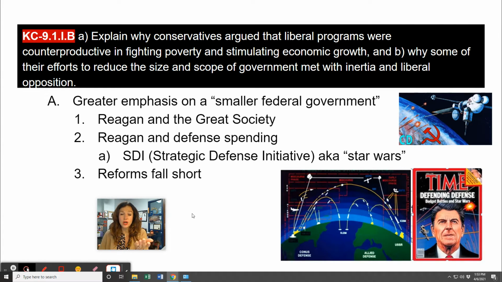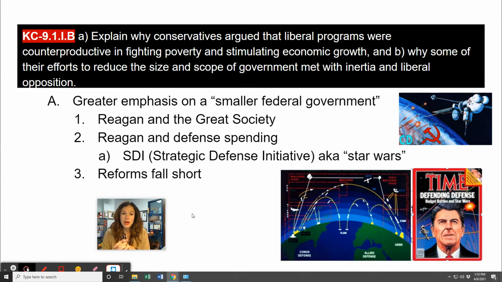So, this is a two-part objective. A: explain why conservatives argue liberal programs were counterproductive in fighting poverty and stimulating economic growth. And B: why some of their efforts to reduce the size and scope of government meet with inertia and liberal opposition. Under Reagan, there is an emphasis on smaller federal government. This has been a cornerstone in Republican and conservative ideology since the Reagan Revolution and since the rise of new conservatism, since the Great Society. The push is that we get the federal government smaller and we transfer some of that responsibility to the states.